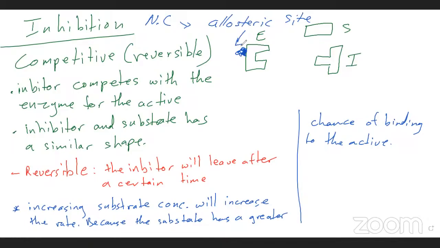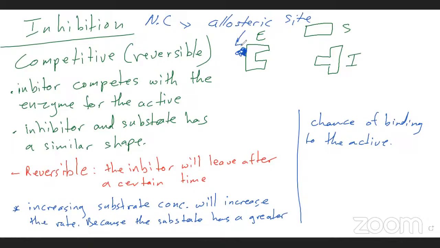I'm going to say it again. In non-competitive inhibition, the inhibitor binds somewhere else on the enzyme. That is called the allosteric site. When it binds, the enzyme changes the shape of its active site. Because the shape of the active site changes, the enzyme and the substrate cannot bind. So that is why it is non-competitive. Inhibitor and substrate have different shapes, so they are not competing.